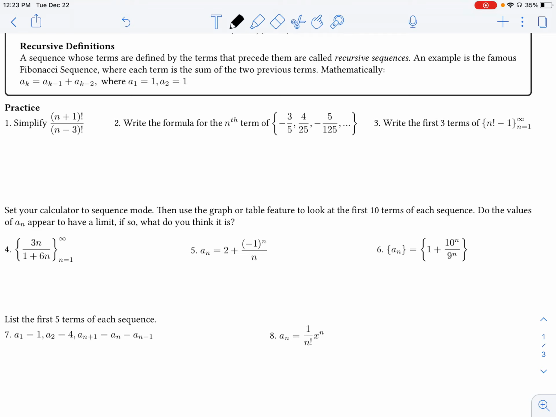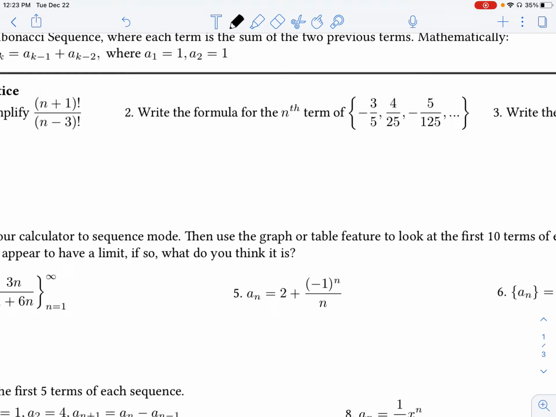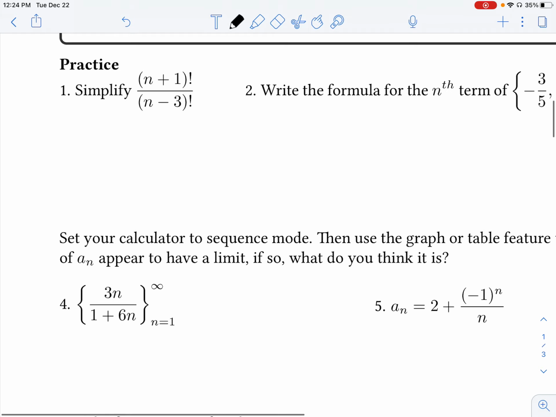So let's just do a couple of practice problems here just to get us familiar and refamiliarized with the idea of sequences and some notation things that we should be aware of. So let's take a look at this first one where we have to simplify n plus 1 factorial over n minus 3 factorial. Well, what's going on here in the numerator?